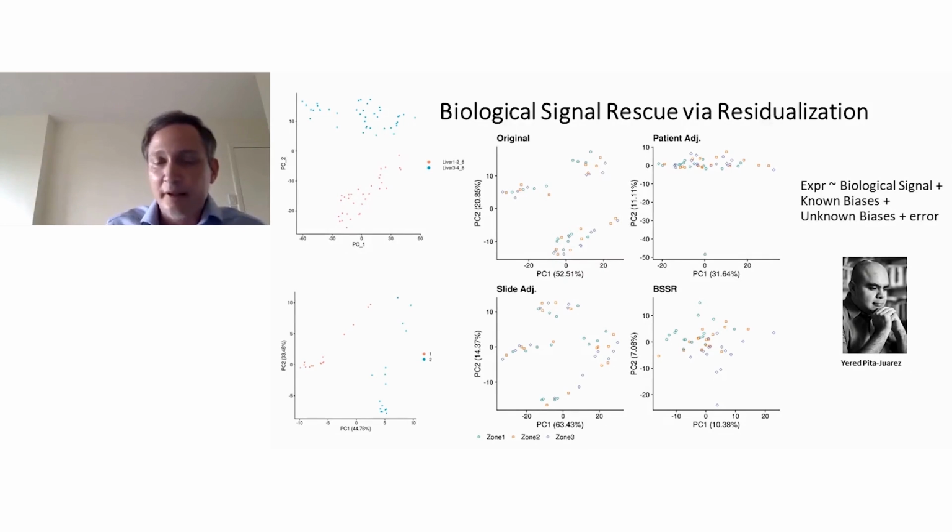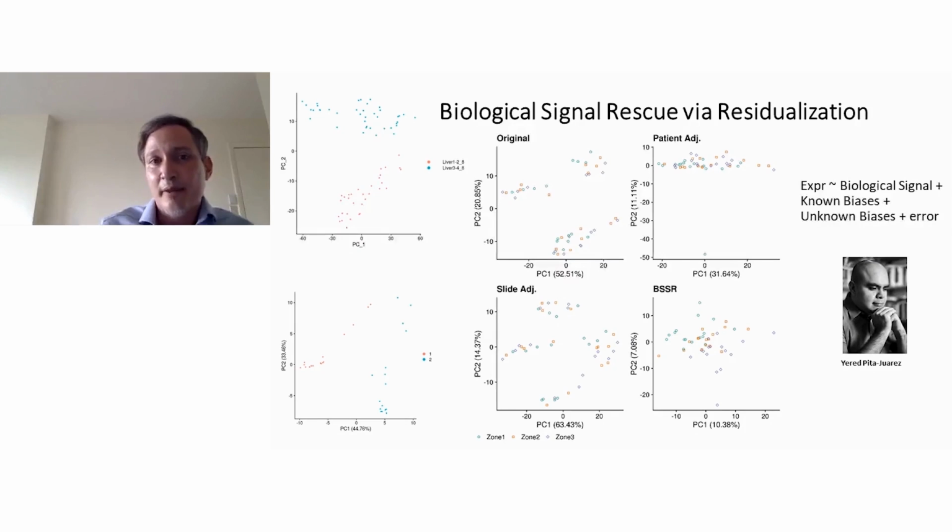So Jared, a brilliant computational biologist from our group, of course, did the first obvious thing. Here we plot only zone 1, 2, 3, in blue, orange and purple, and you see the segregation. And he modeled out the slide, and he modeled out the patient effect. And you see, for instance, for the patient, you get a more homogeneous representation, but however, you lose the signal of zonation.